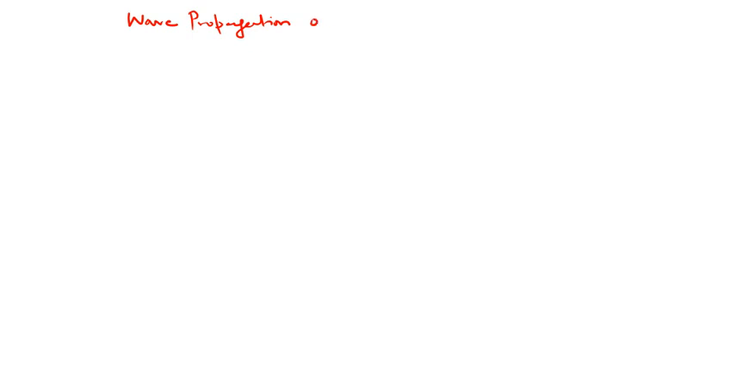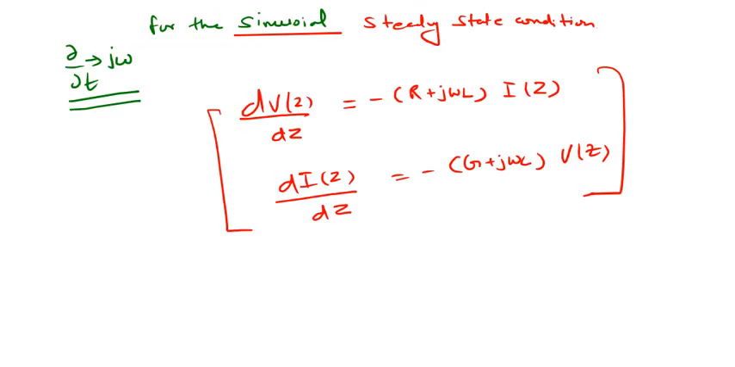So how the wave is propagating. The wave propagation on a transmission line. So these are the equations we have written. If you differentiate both equations with respect to z, these two equations we are going to differentiate with respect to z again.